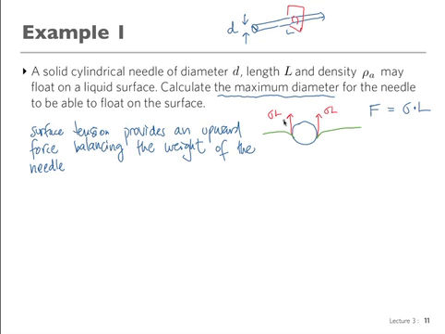So the total force is acting on both sides, so we have 2 sigma L, the surface tension, and the weight. We're given the density, so it's density times volume times the acceleration of gravity. The volume is pi/4 d squared times L, and if we multiply by g, we have the weight of the needle, and that has to be equal to 0.